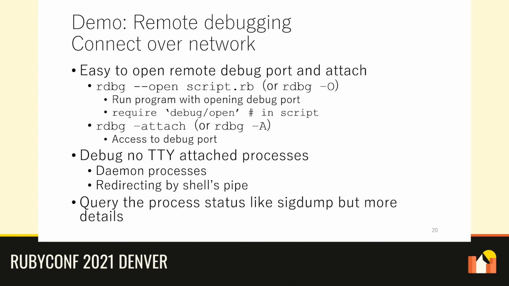TCP/IP and Unix domain socket are supported to communicate. I think it helps to debug no-TTY processes like daemon processes, redirect processes with shared pipeline, and remote machine processes. If you open the debug port, anytime you can attach to the processes and check the program state, so it will help the development.